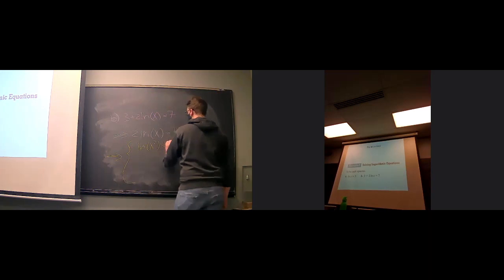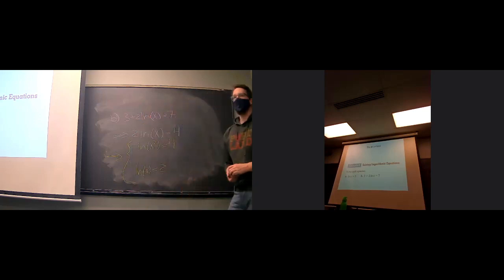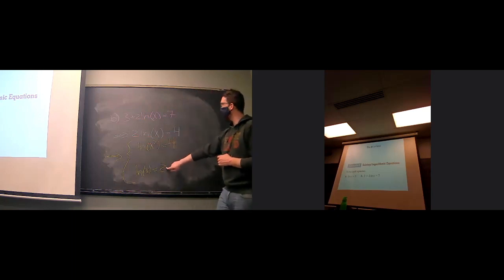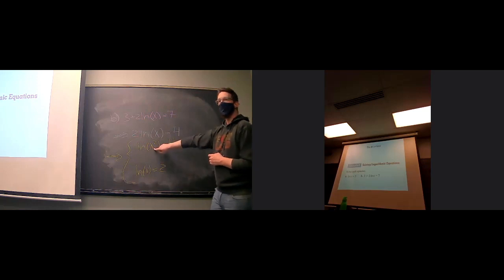Now from here, we may be tempted to do one of two different things. I'm going to show them both side by side. We may be tempted to say that ln of x squared is equal to 4. And we may be tempted to say that ln of x is equal to 2. Right? Here, all I did was divide by 2 from both sides. And here, I used the product rule, that backwards product rule, right?